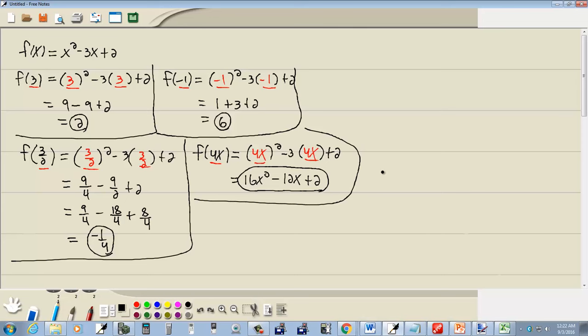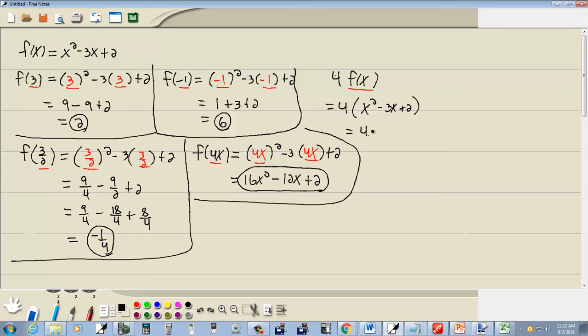Let's see, 4 times f of x. This is not evaluating a function. You're just going to replace the f of x right here with whatever f of x is equal to. So we're going to have 4 times x squared minus 3x plus 2. Notice I put parentheses around the x squared minus 3x plus 2. That's because this 4 that's out in front has to be multiplied times everything that follows it.